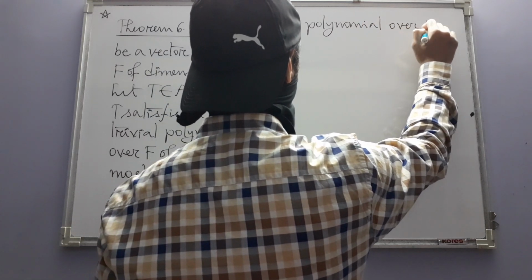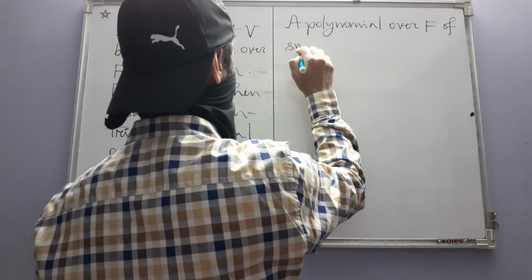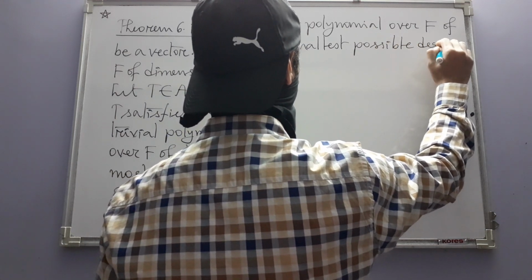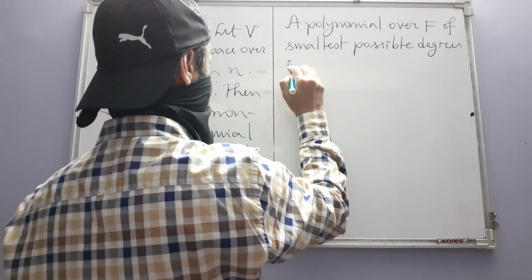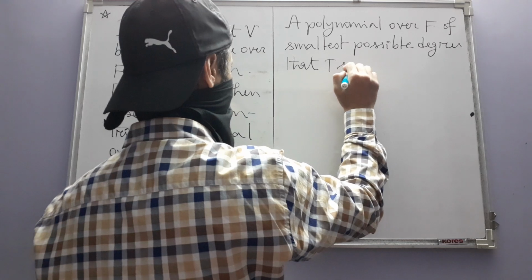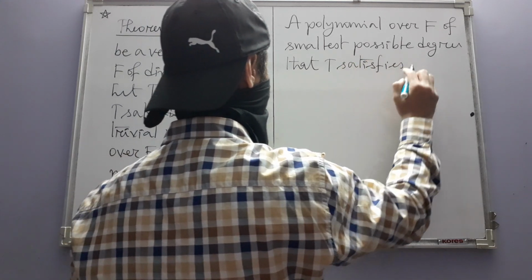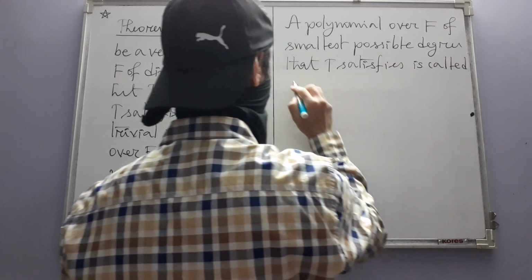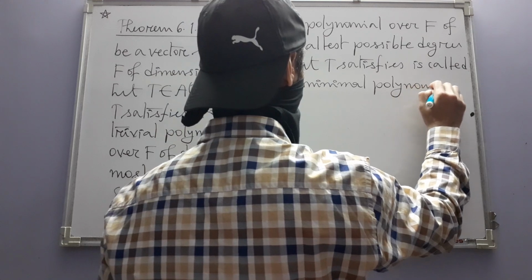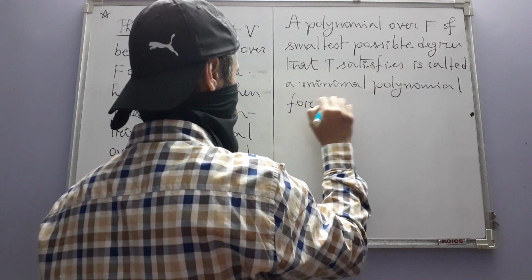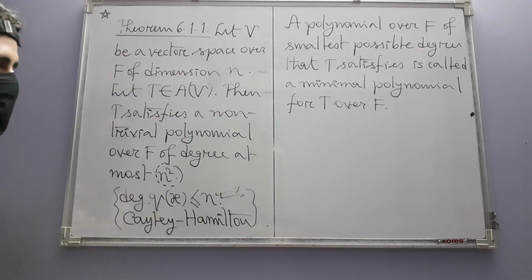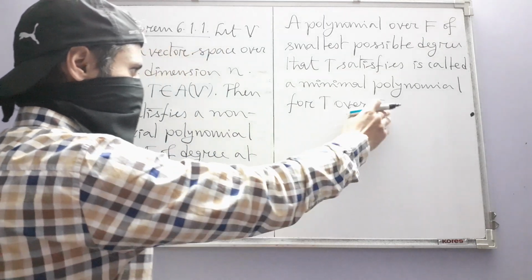A polynomial over F of smallest possible degree, and I need to mention that also, that T satisfies, is called a minimal polynomial for T. If you want, you can write over F. But again, if only one field is involved, there is no need to mention this over F.